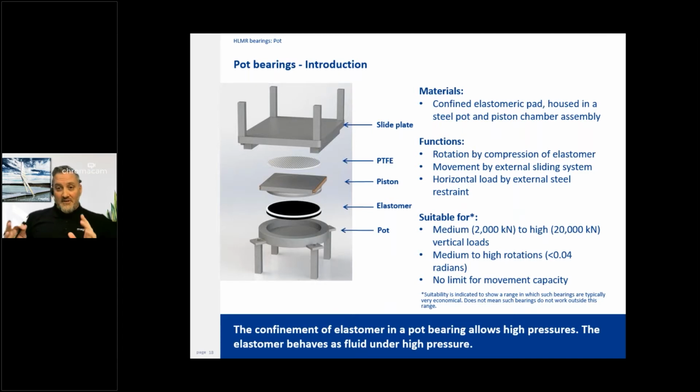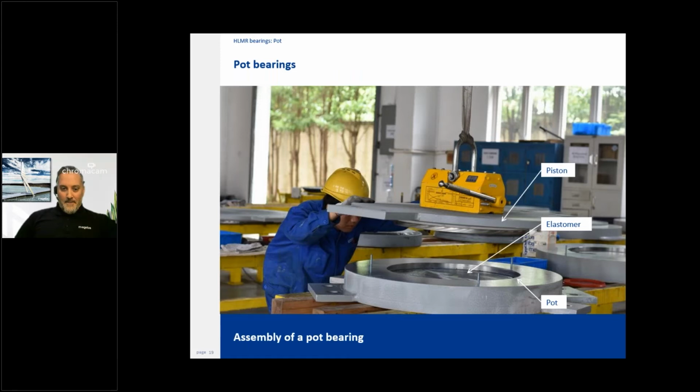And then movement, of course, there could be a lot of movement because it just depends on the size of the sliding plate versus the piston, and those can be as big as you like. Just an example of the assembly of a pot bearing there. That's the piston being inserted into the pot with some transportation rods. You can see 3 of them there on the outside that hold it together to move around.